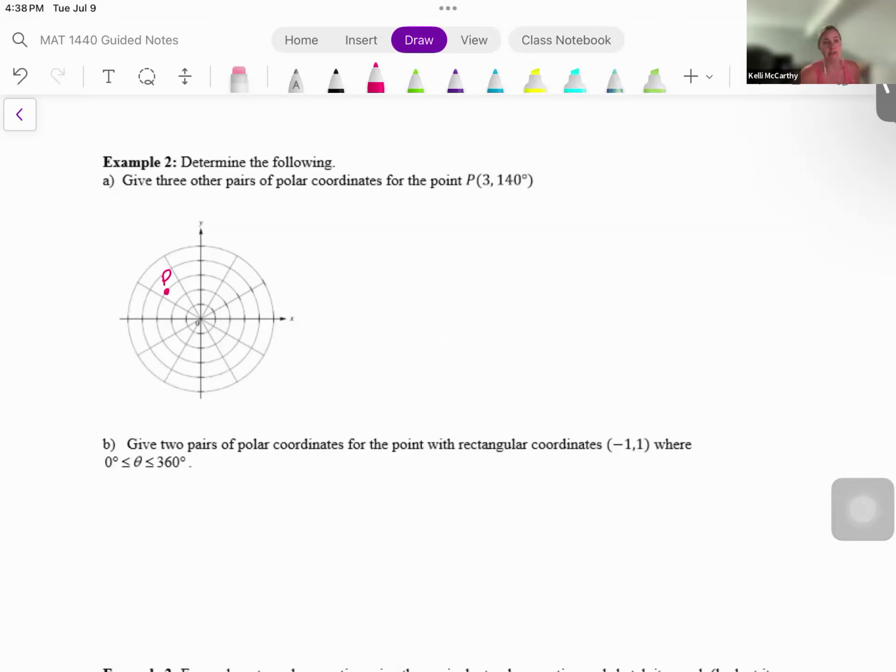Now what we want to try to do is figure out three other polar coordinates that end at that same point. So one way we could do this is by keeping that radius of 3. I'm going to call this P1. Keeping a radius of 3, but rather than going 140 degrees in that counterclockwise direction, what would it be if we went the other direction?